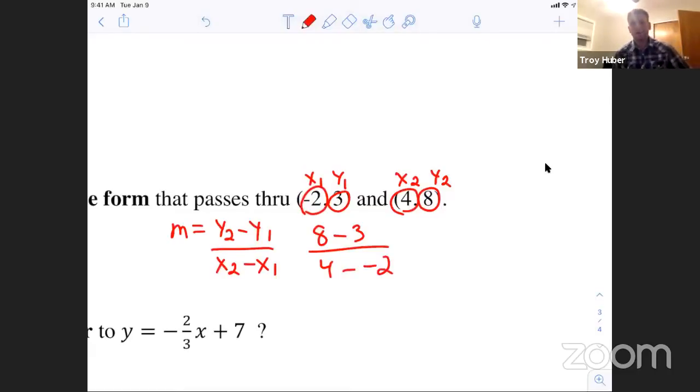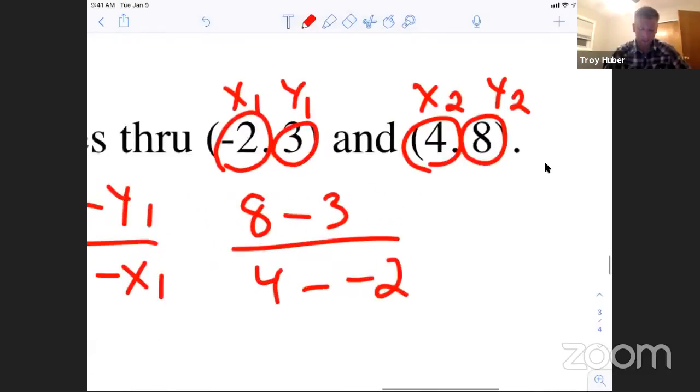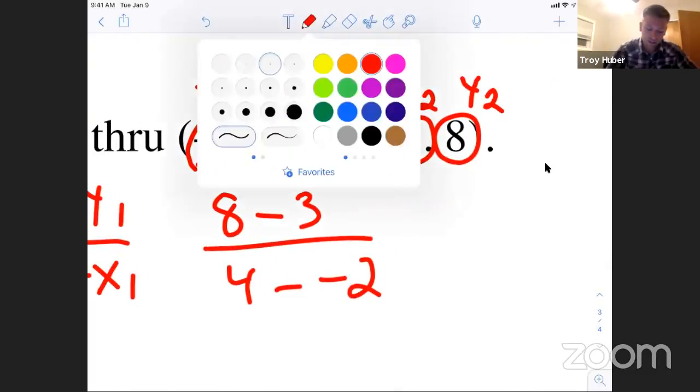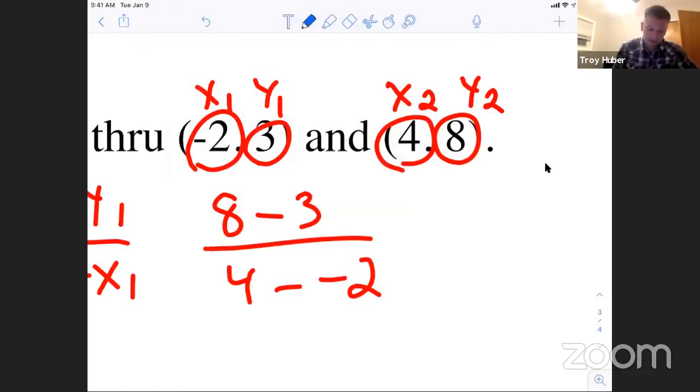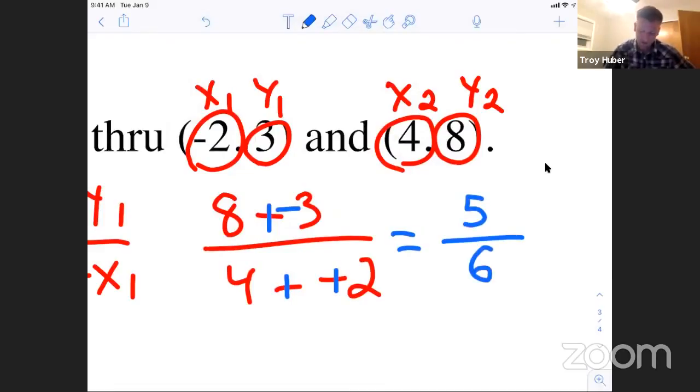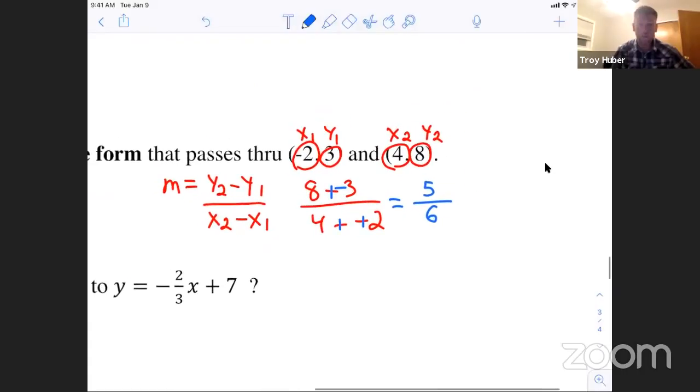Now, I don't know about you guys, but I'm not a huge subtraction fan. So I like to change subtraction to addition of the opposite. Addition of the opposite, addition of the opposite. So now I have 8 plus -3, which gives me 5, and 4 plus 2, which gives me 6. So my slope is now 5/6. However, you are not done yet.